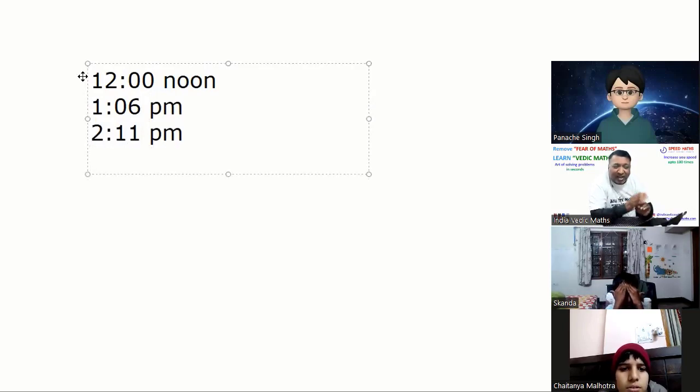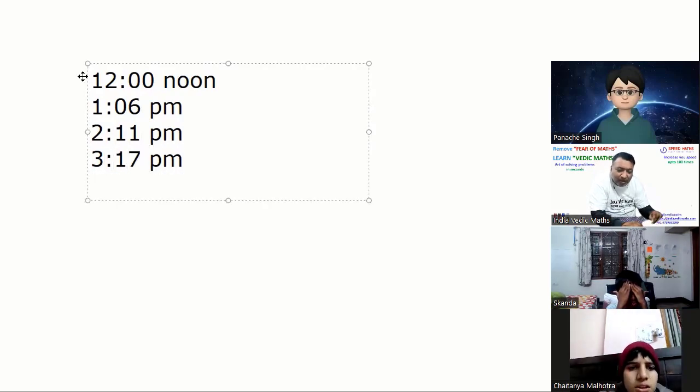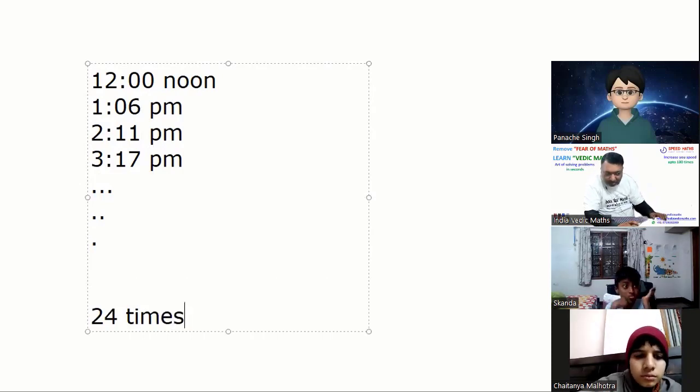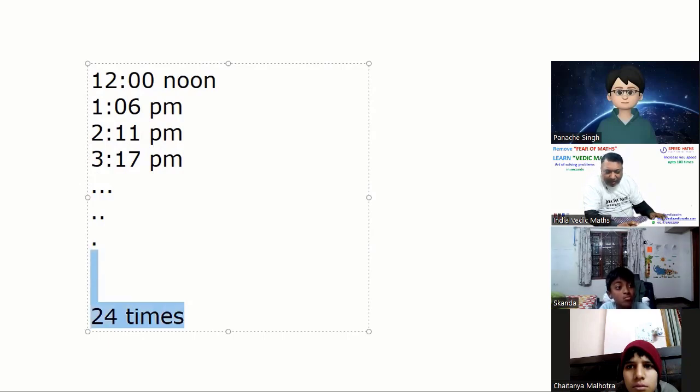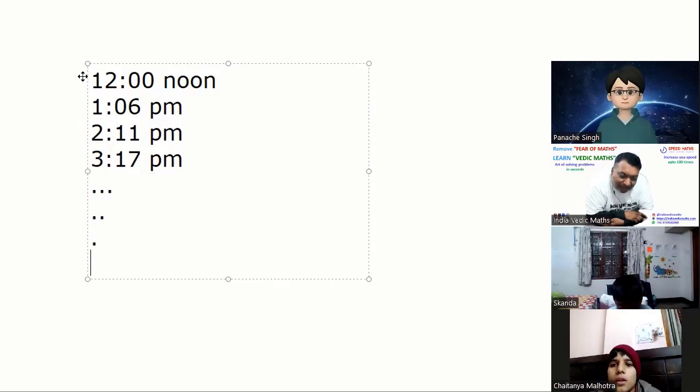Think about whether what Chaitanya is saying is correct. At 12 they are together. At 1:06 they are together. 2:11. At 3:17 or 18 somewhere. Imagine. Like that it will happen in the afternoon, and then also in the morning. It happens 24 times. But can you imagine? They cross each other 12 times in a 12-hour clock, right?